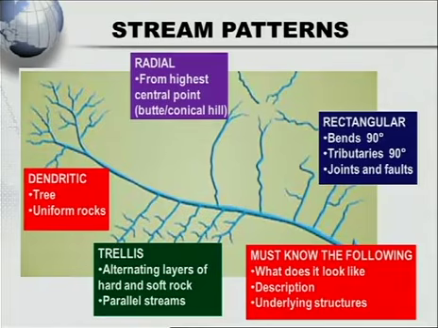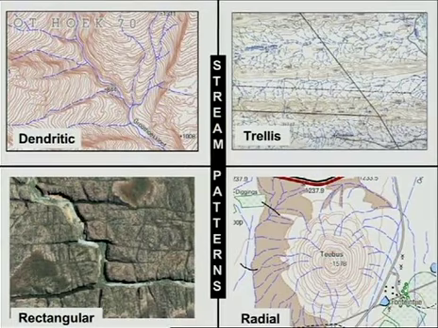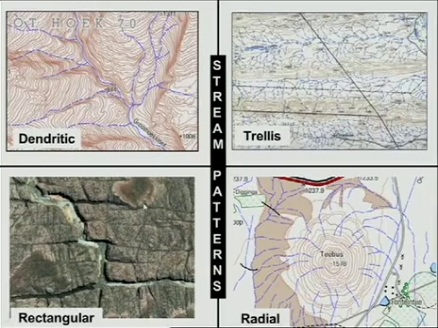Now, where do we find them? We find them where we've got lots of joints and faults in the underlying structures. Now, when you study your stream patterns, as I've told you, it's very important that you must be able to recognize them on your topographic map. And as I've said in my introduction, I'm going to lean very heavily on topographic maps as well as orthophoto maps or satellite photos like this one in this case.